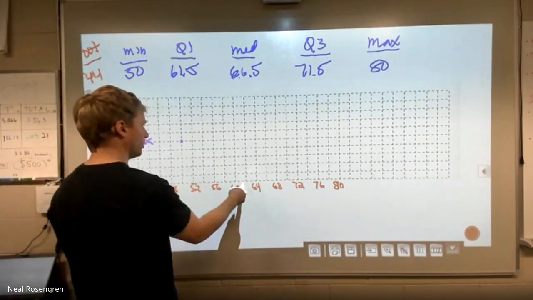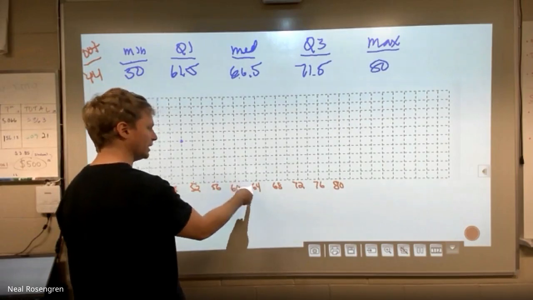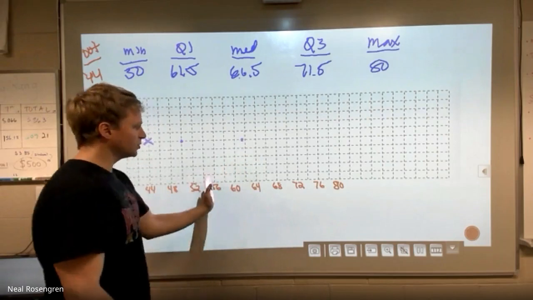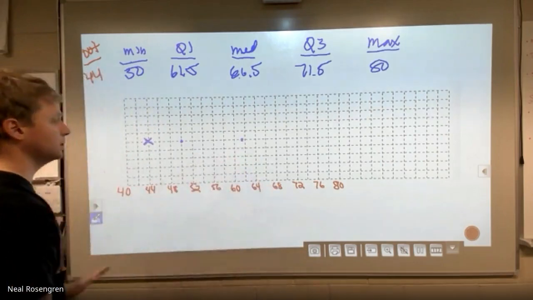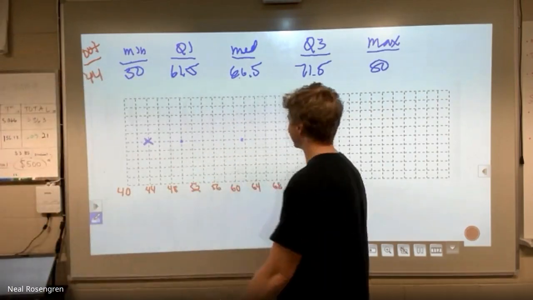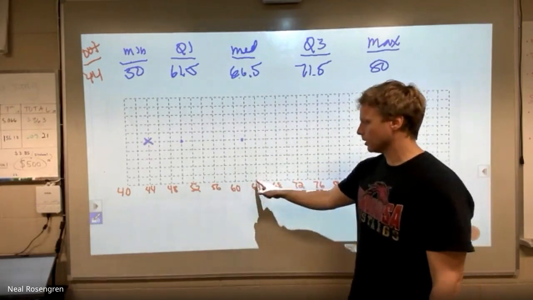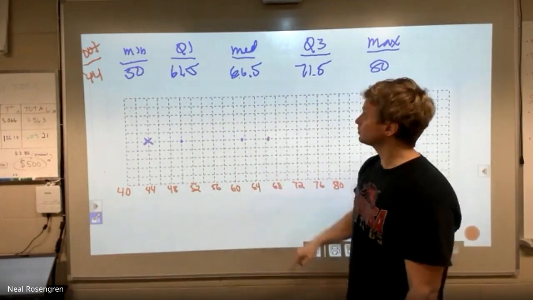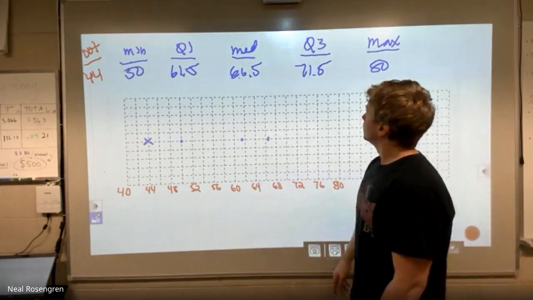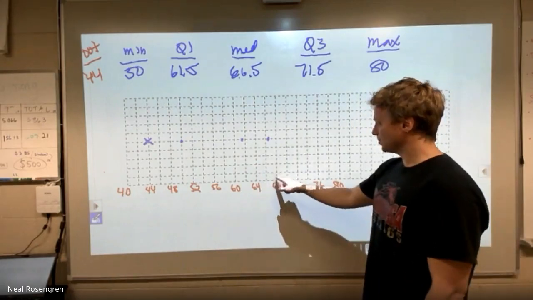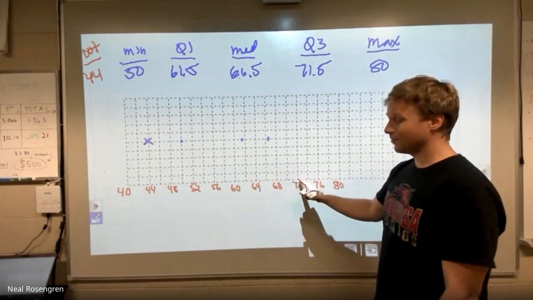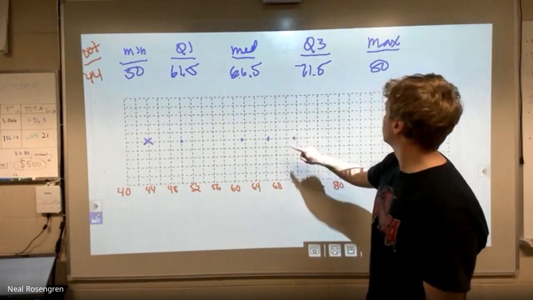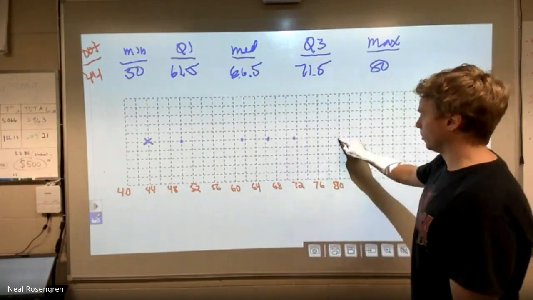61.5, a little bit more than 60, less than 62, but pretty close to 62. So a little dot right there, closer to the 62 line than the 60. 66.5, so 64. There's 66, so just a little bit past that. All right, 71.5, so there's 68, there's 70, there's 72, so pretty close to 72 right there. And then 80, I got a perfect spot for that.